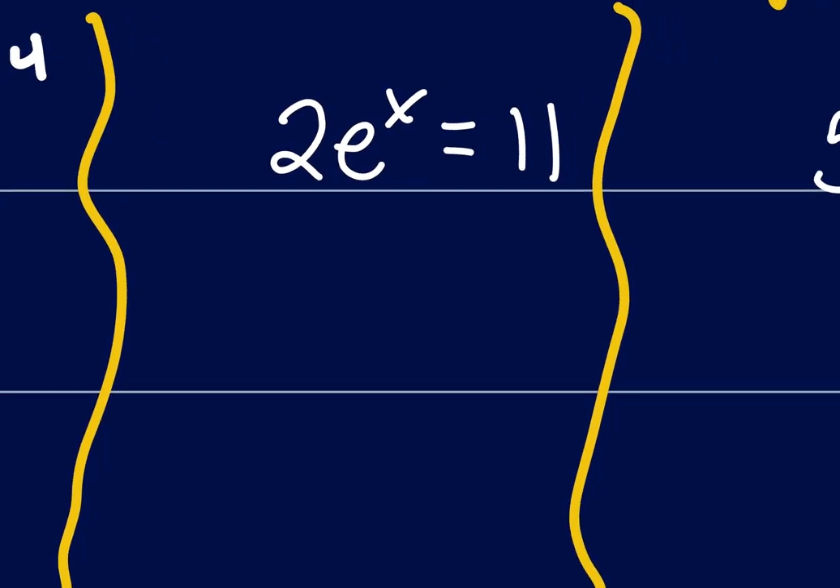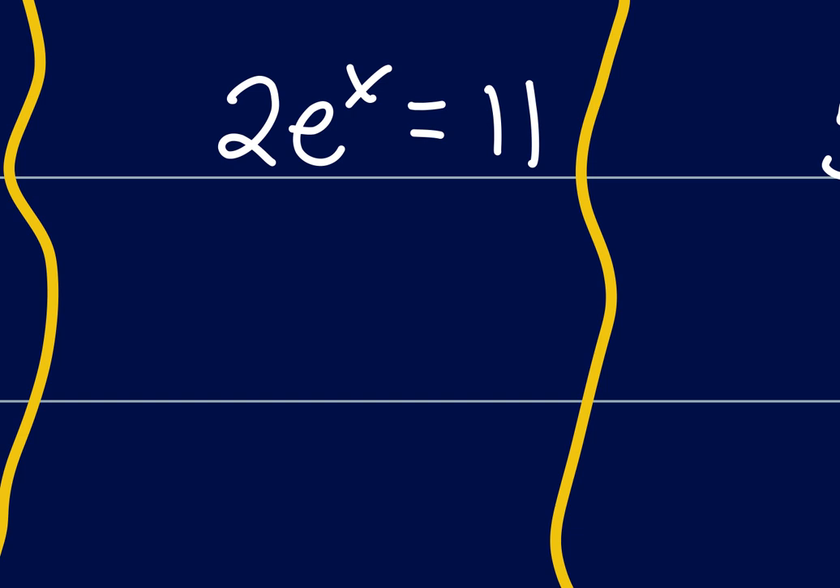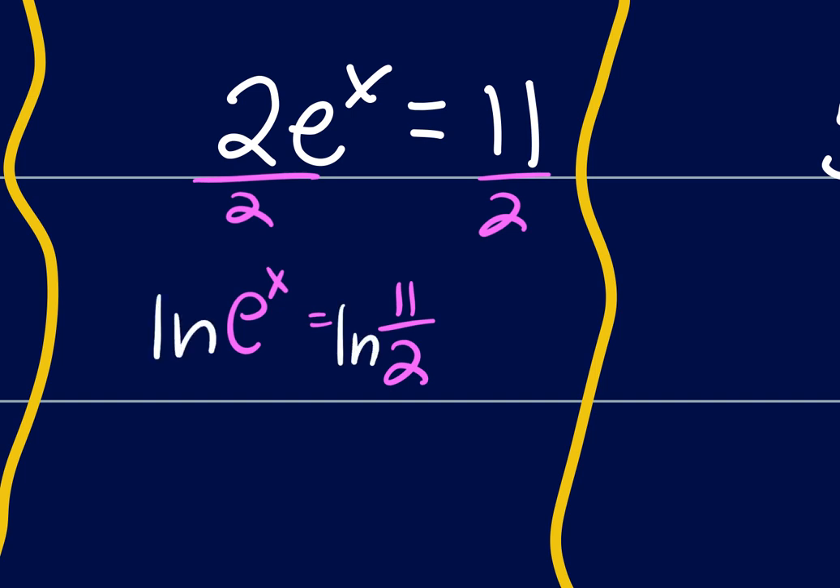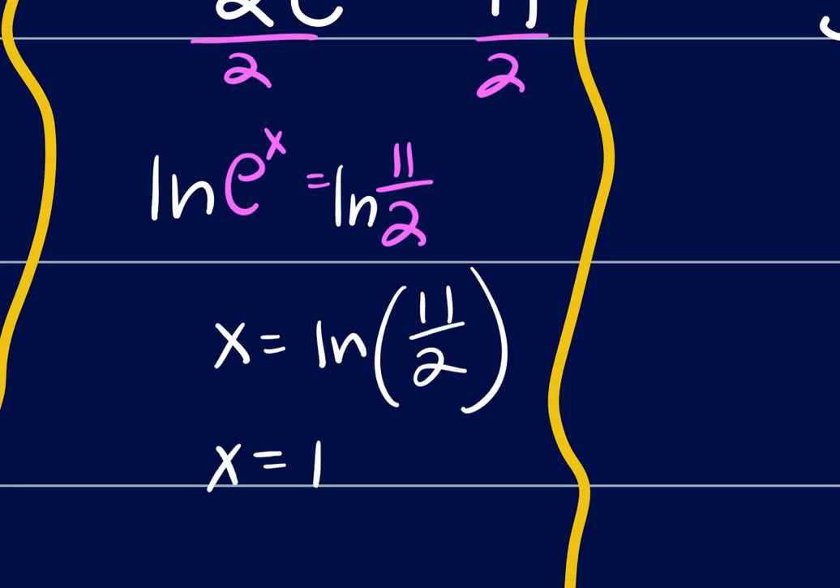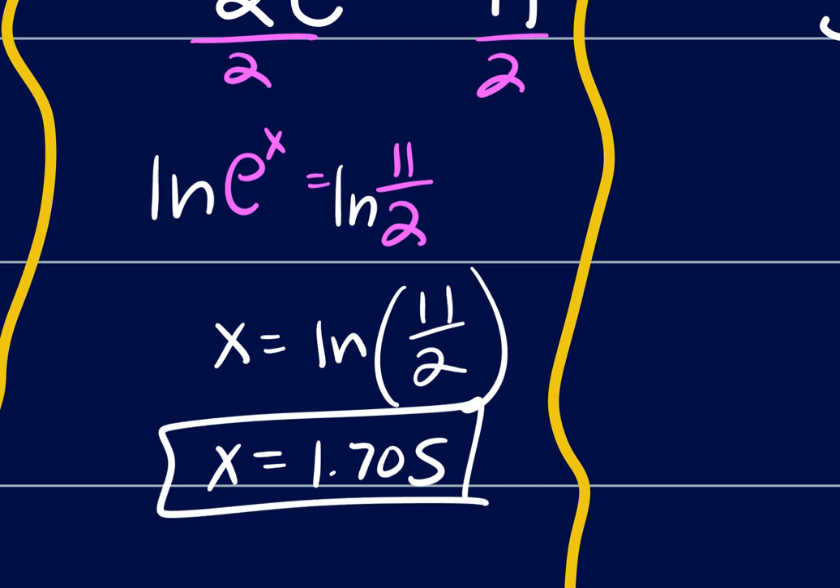All right, then I get one with an e as a base. I can never change e to be something else. So I would divide both sides by 2. I get e to the x equals 11 over 2. And then if I can't change it to have the same base, you do what? ln. So I ln both sides of this equation. ln of e cancels. I get x equals ln of 11 over 2. They all say 3 decimal places.